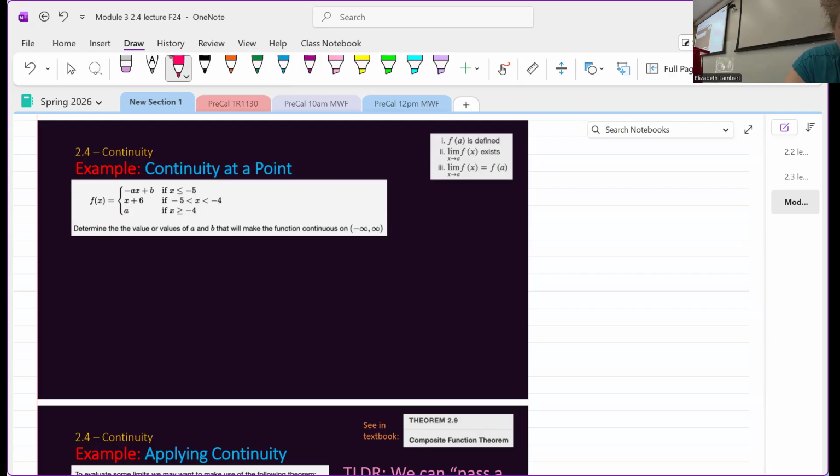So my first half here, the limit as x approaches -5 from the left. The left side is -ax plus b.